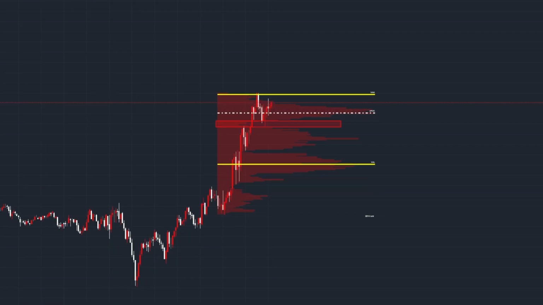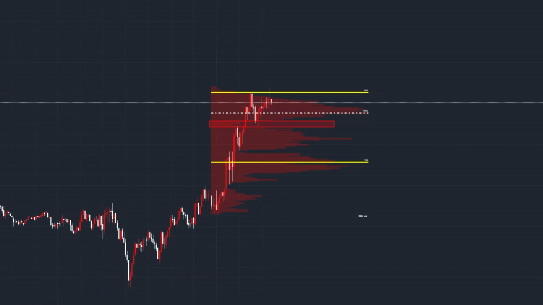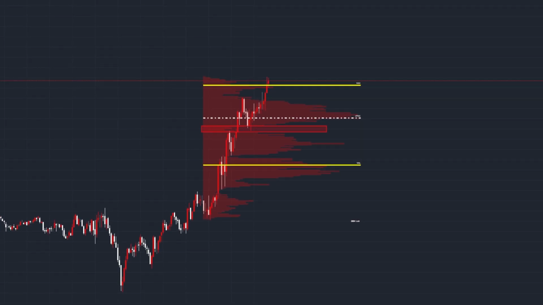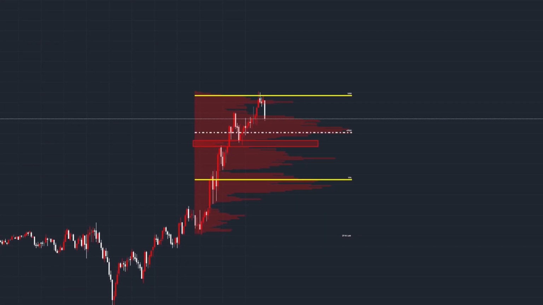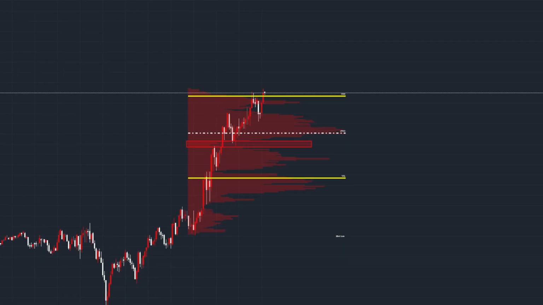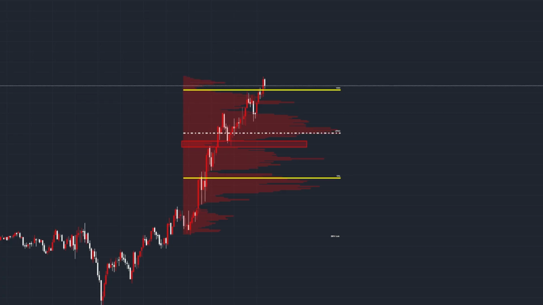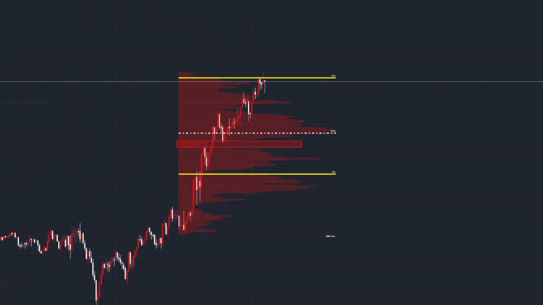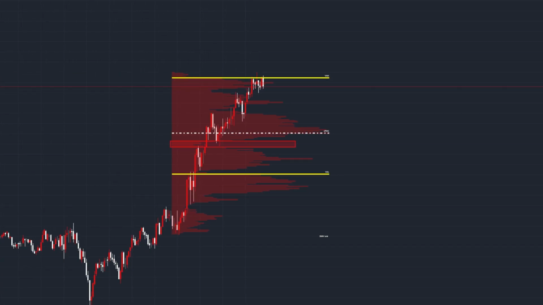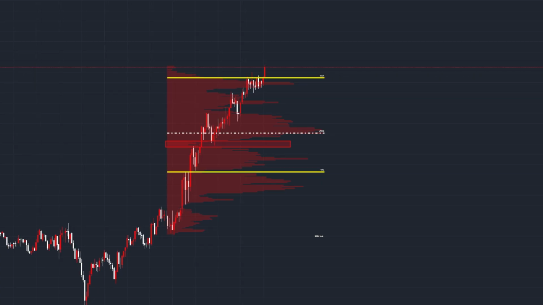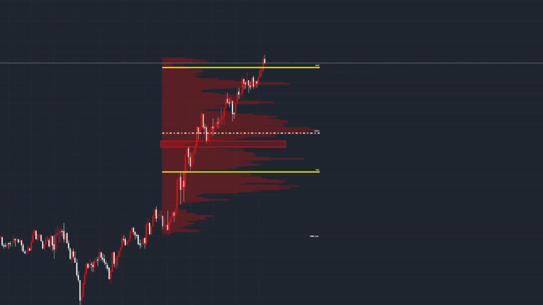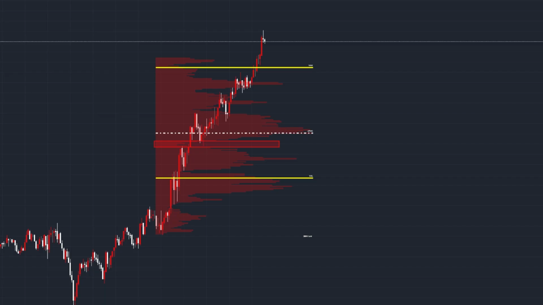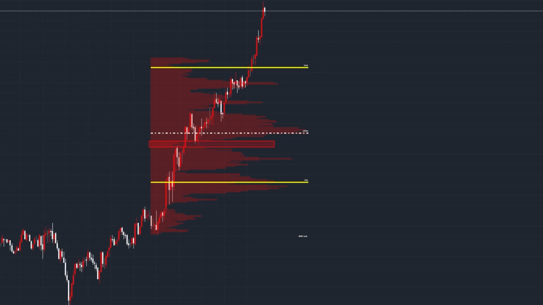Price then pulls back into the low volume node. Notice how the market doesn't spend much time trading inside that area. There's no strong acceptance, no value building. Instead, we see rejection and continuation. This tells us the imbalance is still active. The LVN acts as a precise continuation level, not just a random zone, but a measurable inefficiency in the auction. And once it's respected, the upward move resumes.